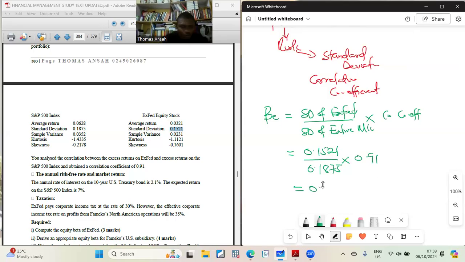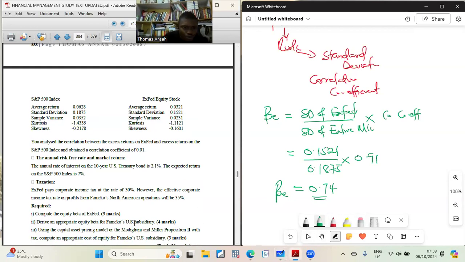It gives me 0.7438, so let's round up to 0.74. So that is my beta, and that is beta E. Don't forget that, beta E. Then the question says that we need to derive an appropriate equity beta for Famicom. All right, and that is 4 marks.